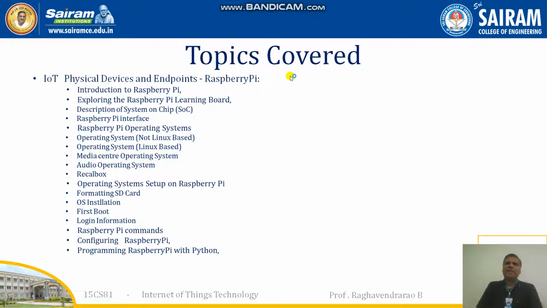Raspberry Pi. Raspberry Pi for the IoT is a physical device. Here we can have the introduction to Raspberry Pi. In the board again, there is a system on chip board, then Raspberry Pi interfaces, then operating systems, Linux, on the Linux board also, then media center operating systems.